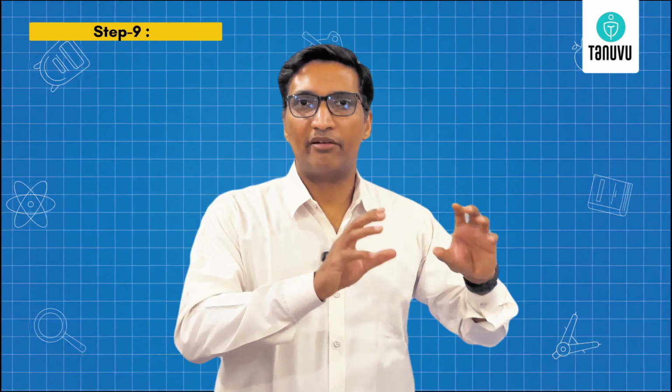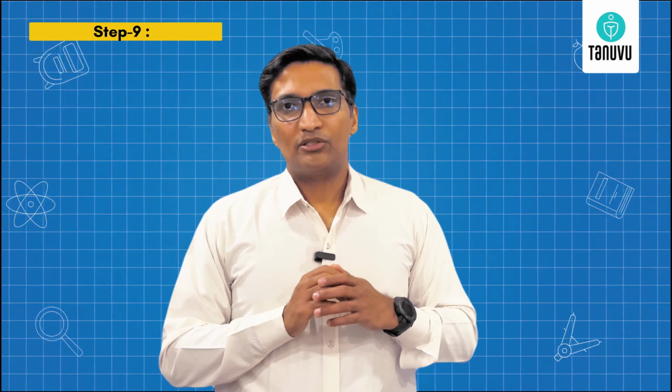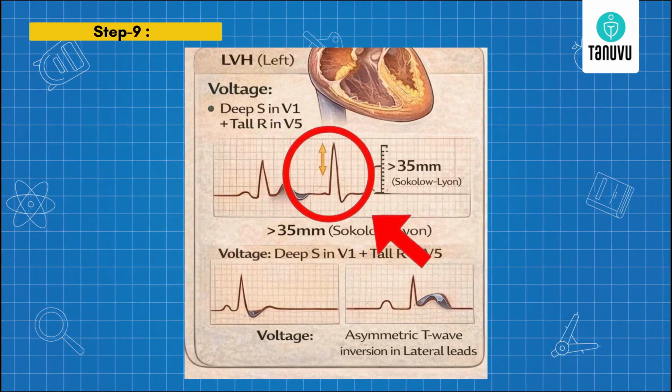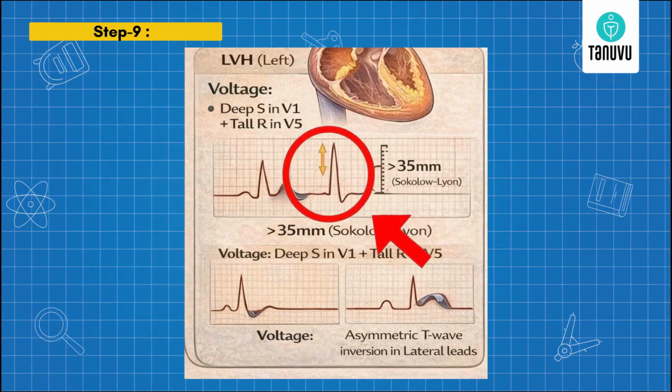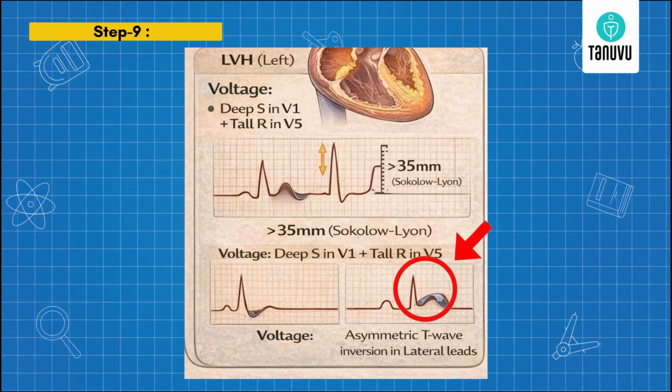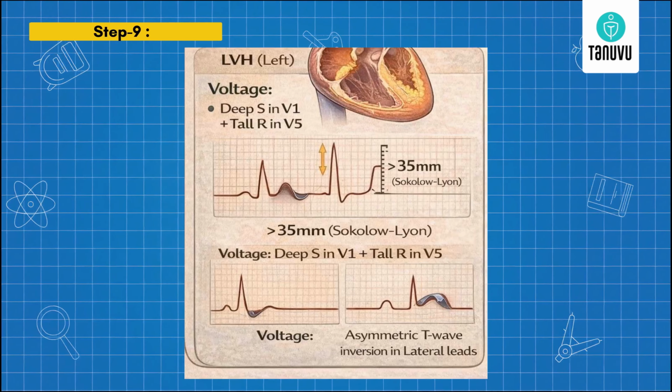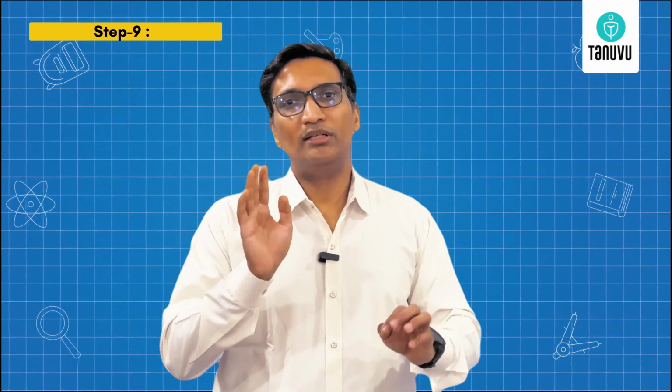We'll simply understand the rules to identify RVH and LVH. If the S wave in V1 plus the R wave in V6 is more than 35, it means that there is left ventricular hypertrophy. SV1 plus RV6 is more than 35. This is called the Sokolov criteria. However, if the R wave in V5 is taller than V6, you can use that. So it is either V5 or V6. If the total is more than 35, it means that there is a left ventricular hypertrophy.